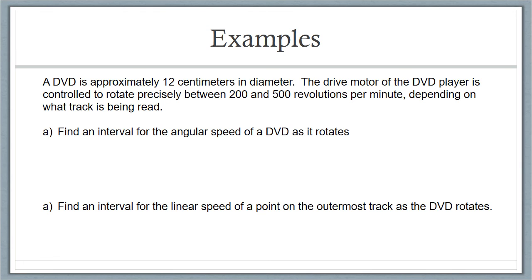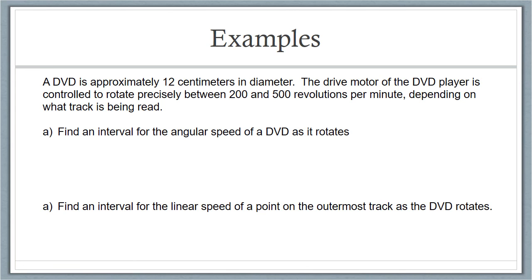Okay, so we have a DVD that's approximately 12 centimeters in diameter. Now remember, we need the radius, so you're going to have to cut that in half. The drive motor of a DVD player is controlled to rotate precisely between 200 and 500 revolutions per minute, depending on what track is being read. Find an interval for the angular speed as it rotates. In other words, you have 200 to 500 revolutions. So what does that mean as far as angular speed? It's between what 2 numbers?